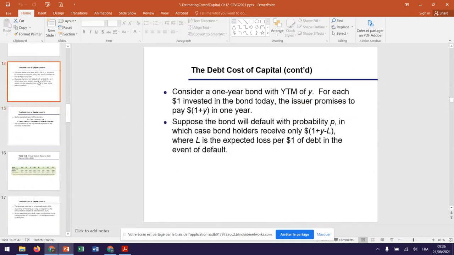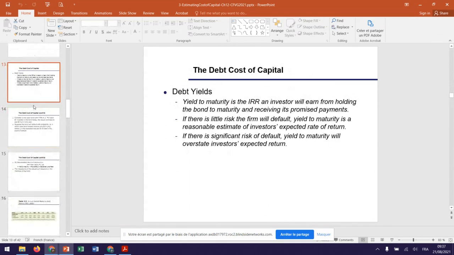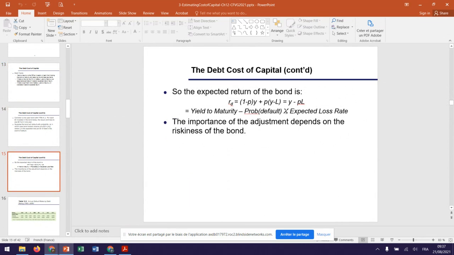And yesterday I introduced you to one adjustment: if there is significant risk of default, you adjust yield to maturity to estimate your cost of debt. So basically what we learned is from this slide. The RD, the expected return of the bond, is equal to Y minus PL. Y is the yield, P is the probability of default, L is the expected loss rate of your $1. In case of default, the money you get back from the company should be less than the face value of your debt. As you can see here, RD equals Y minus PL.